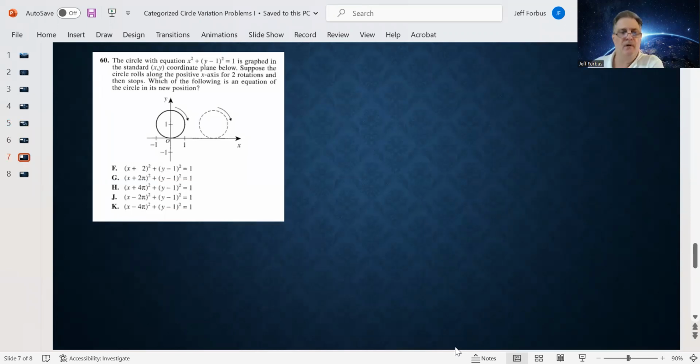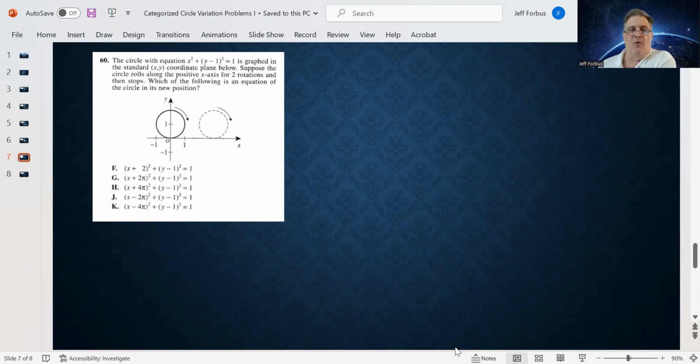So we have a circle sitting above the x-axis. It says the circle of the equation is x squared plus (y minus 1) squared is equal to 1, and it's graphed in the standard plane. Suppose the circle rolls along the positive x-axis for 2 rotations.